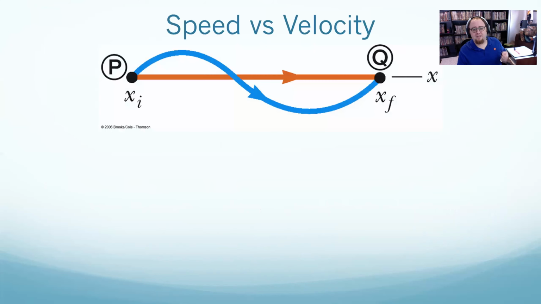Now to drive that message home, let's say I have 2 cars. One is blue, one is a weird orange color. Now that I think of it, those are the exact same colors as my wife's car and my car, respectively. Anyways, they move from point P to point Q, from X initial to X final. And let's say both cars do it in the exact same amount of time.